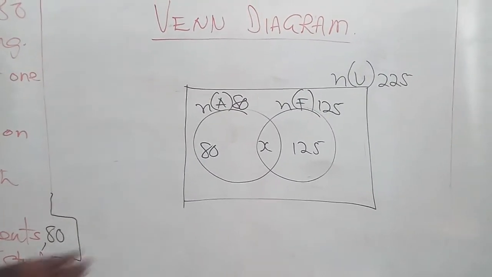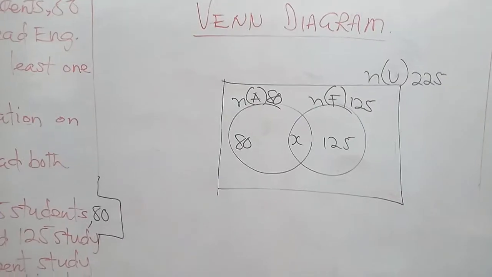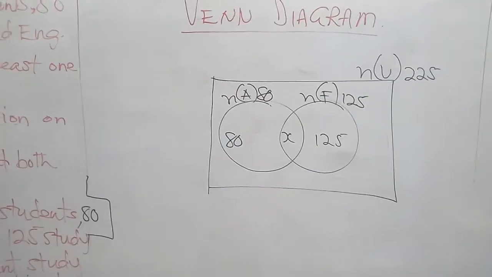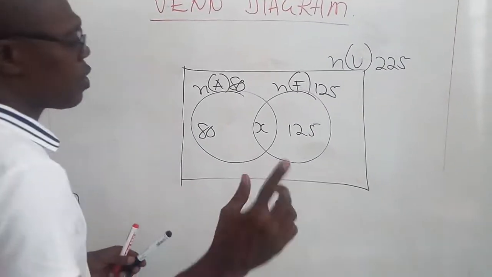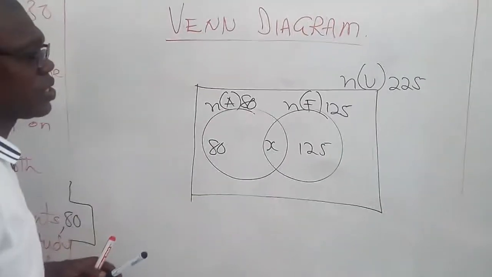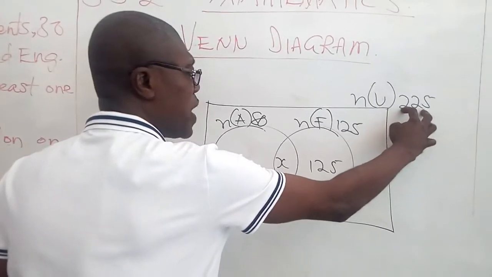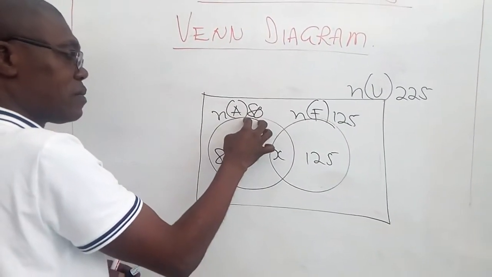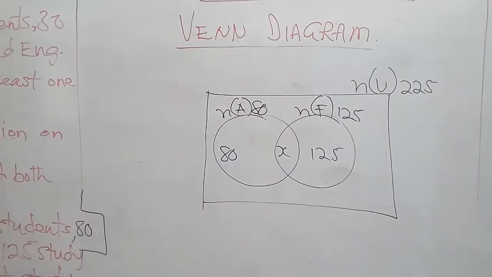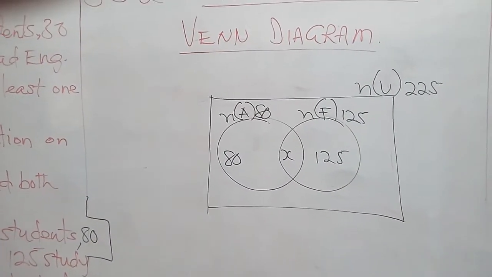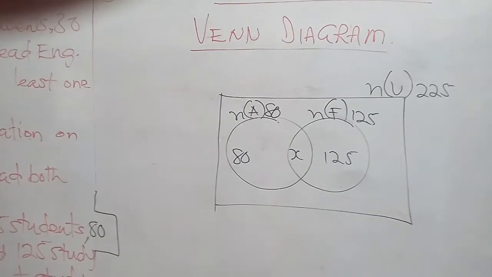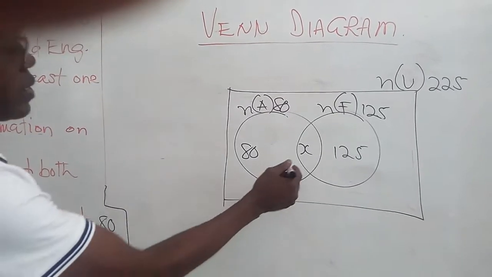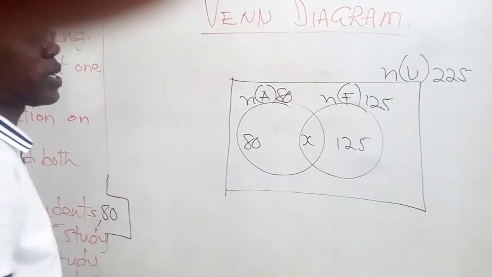So everything here, this is how we have interpreted it using the Venn diagram. Now, all you have to do at this stage is that the whole students were 225. But this plus this should be something. Each student studies at least one of the two subjects. Draw a Venn diagram to represent the information. How many students study both subjects? So both subjects, we have to look at this point.